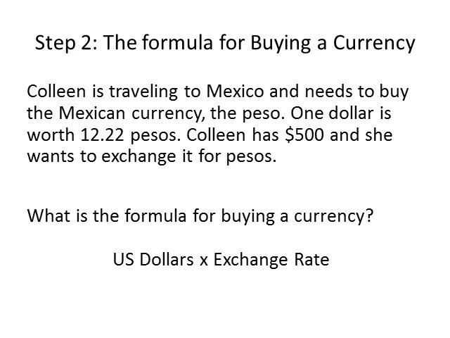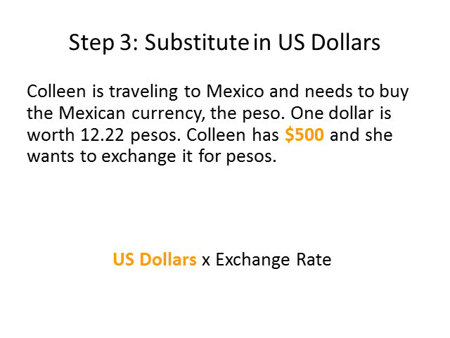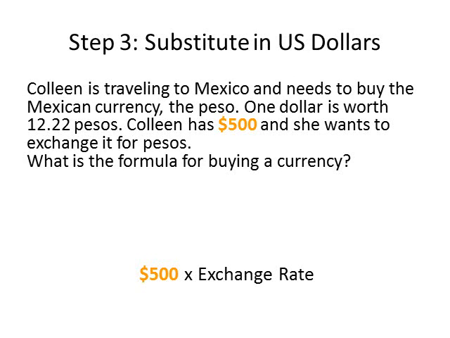Our next step is to write down the formula for doing the calculation, and that is US dollars times the exchange rate. Our next step is to look in the problem for the number of US dollars that Colleen has, in this case $500. We take the $500 and we substitute it into the formula.